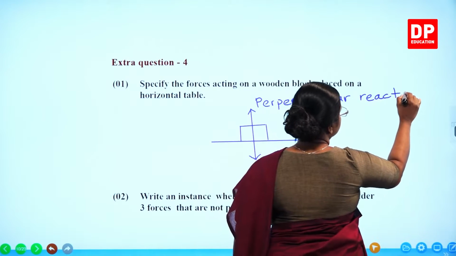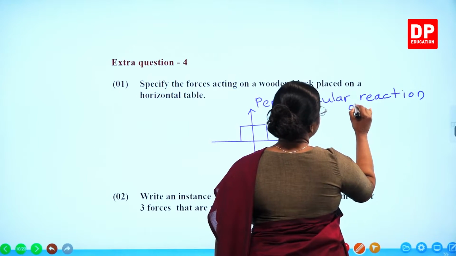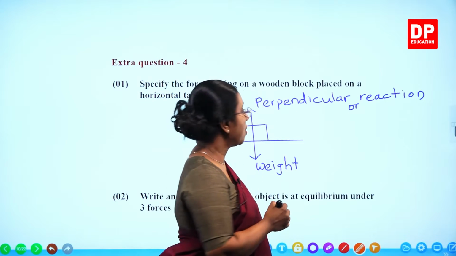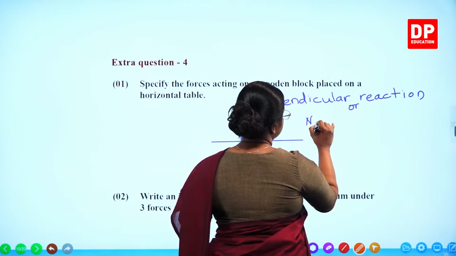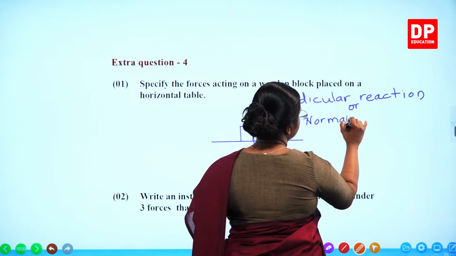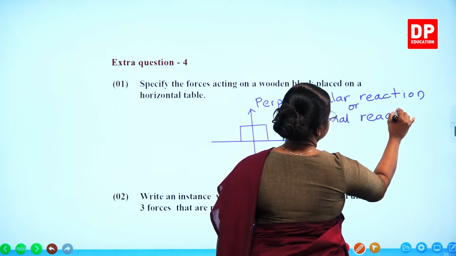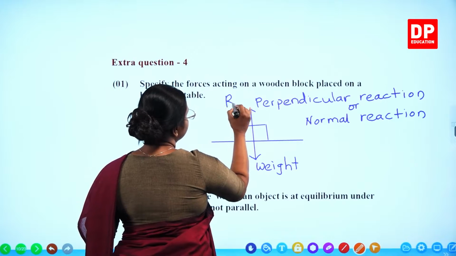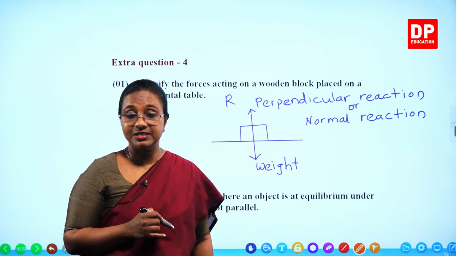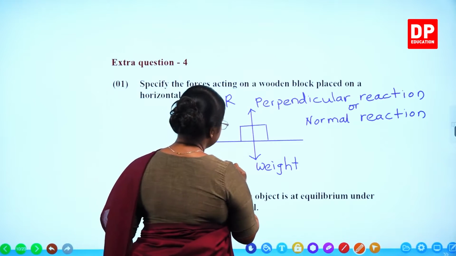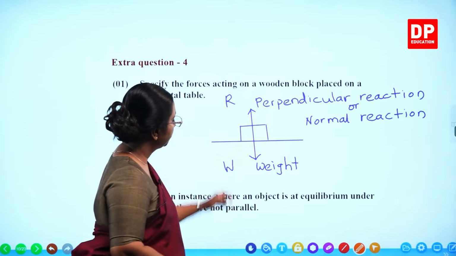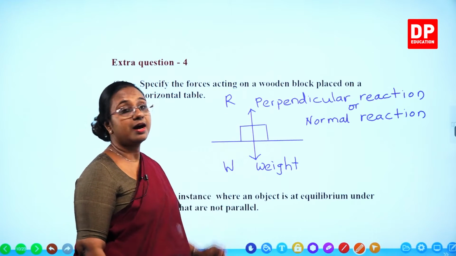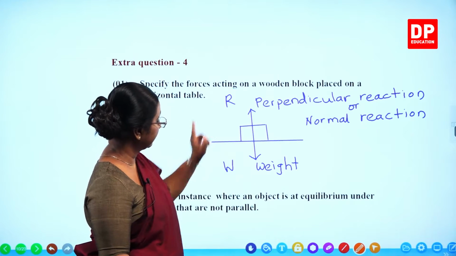reaction, or what is the other name given? Normal reaction. We can also use the letters. Perpendicular reaction is given the letter R and weight is given the letter W. So, W acts down, R perpendicular reaction is acting upwards.